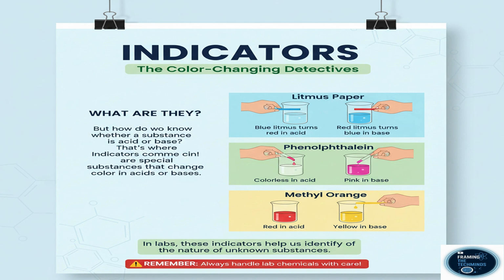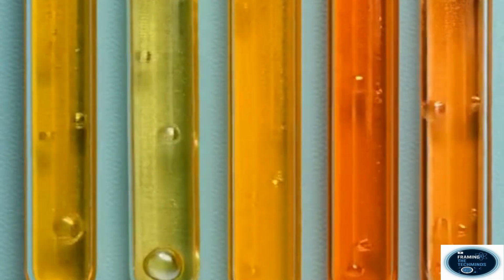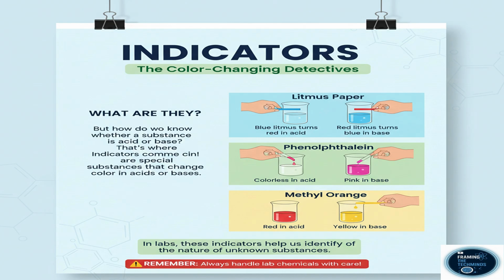Part 3 will be about indicators. But how do we know whether a substance is an acid or a base? That's where indicators come in. Indicators are special substances that change color in acids or bases. Litmus paper: red litmus turns blue in base, blue litmus turns red in acid. Phenolphthalein: colorless in acid, pink in base. Methyl orange: red in acid, yellow in base. In labs, these indicators help us identify the nature of unknown substances.